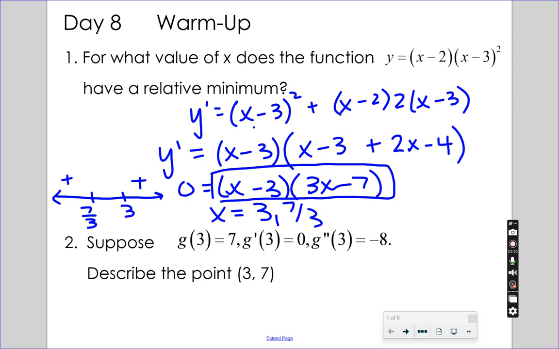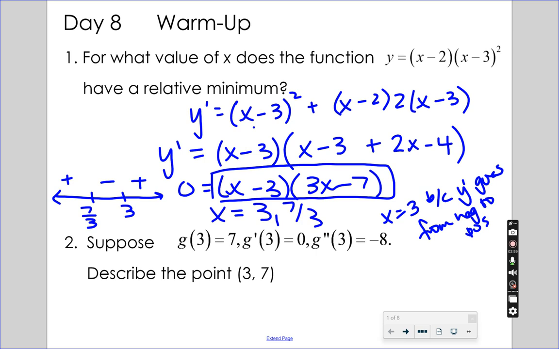And what's going to happen at 7/3? Are we going to cross or bounce? We're going to cross. So plus, minus, plus. All right, what are we trying to find? A value of x where there is a relative minimum. Do we have one? Yep, at 3. So x equals 3. It doesn't say justify, but I'm going to justify. Because y prime goes from negative to positive.